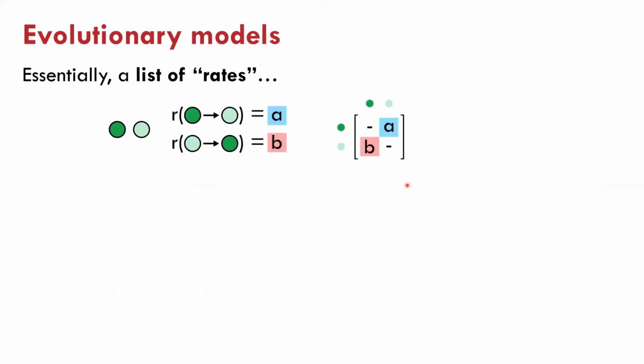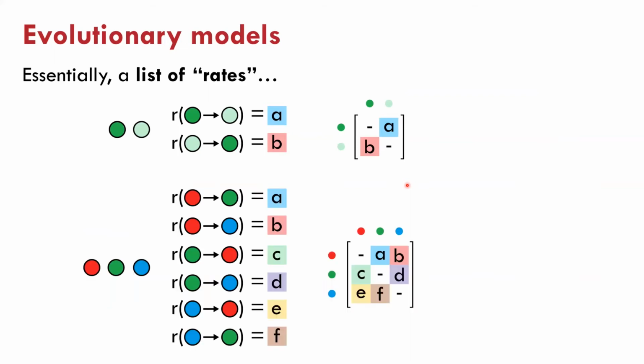Evolutionary models are a bit more complicated. So in our case, an evolutionary model is essentially a list of rates that describe how the character states change over time. So for example, if you have a character with two states, dark green and light green, you would have two rates, one rate describing the rate of change from dark green to light green, and the other rate describing the rate of change from light green to dark green.